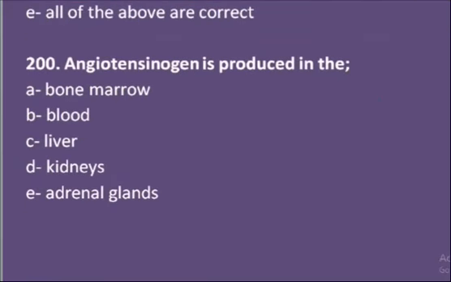Our last MCQ of this video, friends, is: angiotensinogen is produced in the bone marrow, blood, liver, kidneys, or adrenal glands. So these are the options, and the correct option here is that angiotensinogen is produced in the liver. So liver is our correct answer here.